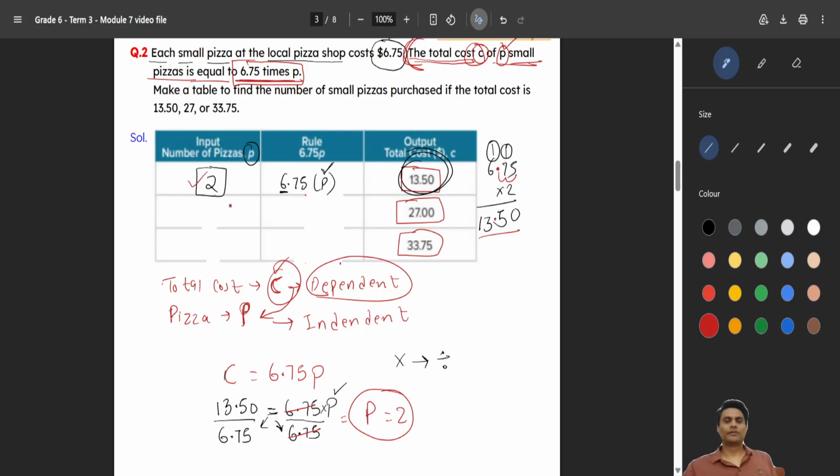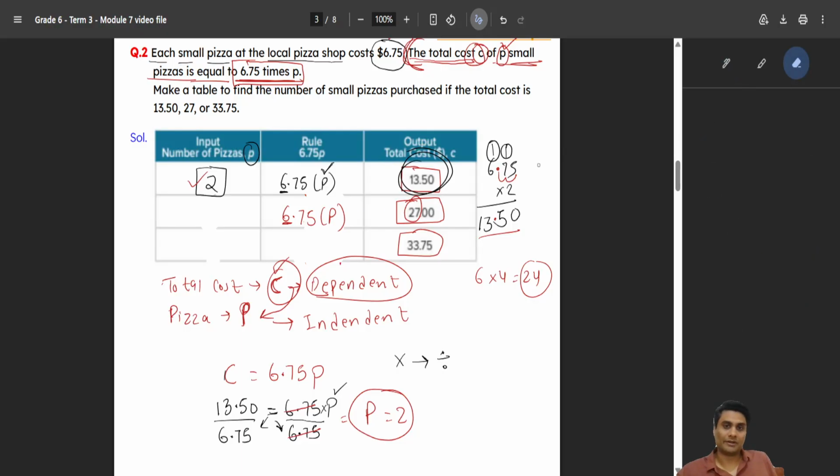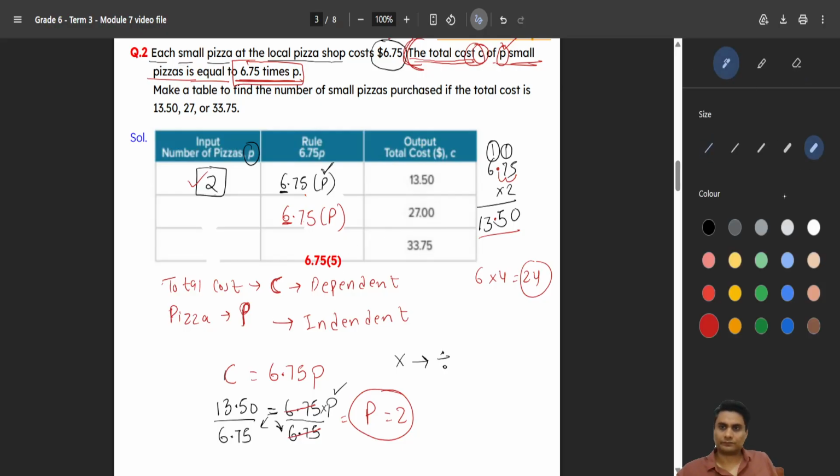Okay, so next. 6.75 times how much will give you 27? I know this is 6, and here I have 27. 6 times 4 is how much? 24, right? So it means if I do 6.75 times 4, maybe I can get 27 here, right? Maybe. So let us check quickly.